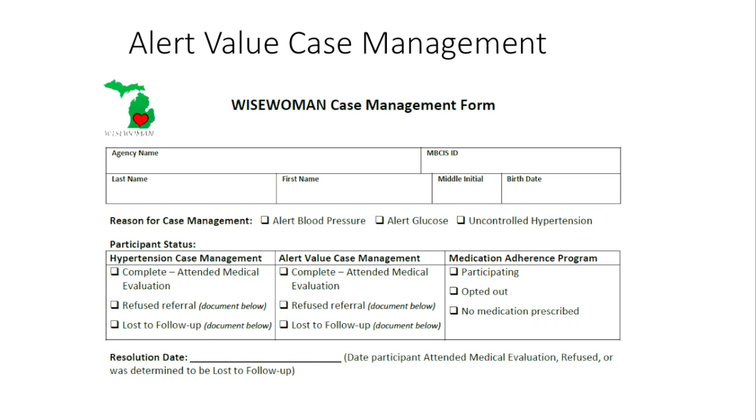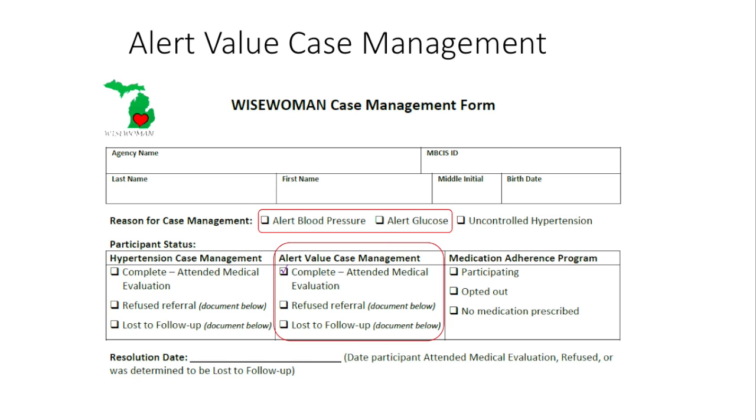The case management form we're going to be using for these women is the same form as we used with the hypertension case management, except in this case we'll either be using alert blood pressure or alert glucose as opposed to the uncontrolled hypertension. The section in the middle is the one that we're going to be looking at. Instead of the hypertension case management, we'll use the alert value case management.